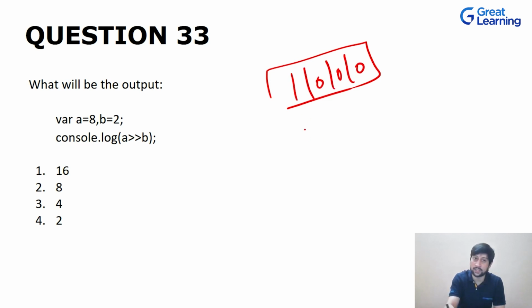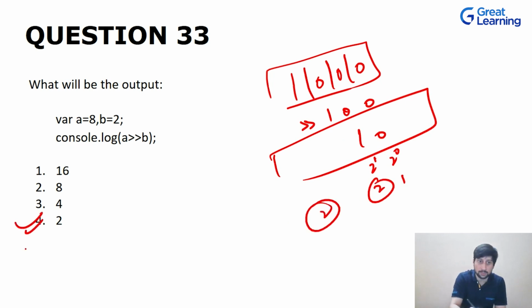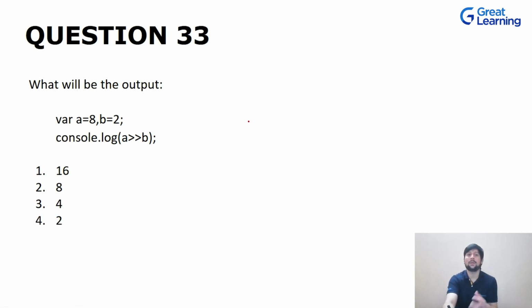Now what we are doing is shifting it towards the right by 2. So in the first shift it will be something like this, and in the next shift it will be something like this. So if you talk about this, it will be nothing but 2 raised to power 0, 2 raised to power 1, which is 1 and 2, so the value will be 2. So this will be the answer. But as you can see over here, whenever we are doing a right shift, the value always decreases.